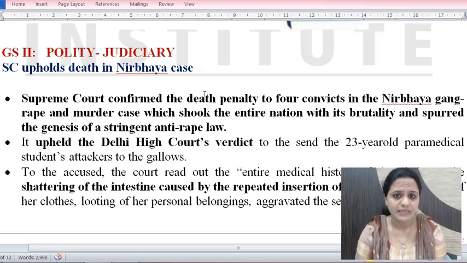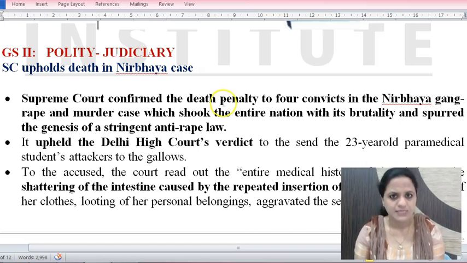This shook the entire nation, and we also made very stringent anti-rape laws after that. Of the 6 people involved here, one was a juvenile. So the Juvenile Justice Board sentenced him as such, and he is now presently free. The main accused committed suicide in 2013 in Tihar jail. The other 4 convicts were convicted by the Delhi High Court and awarded the death sentence.